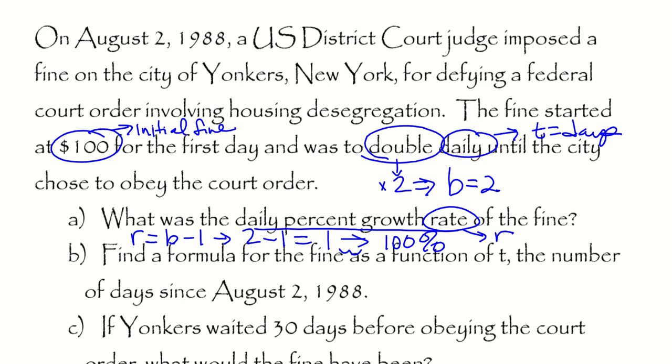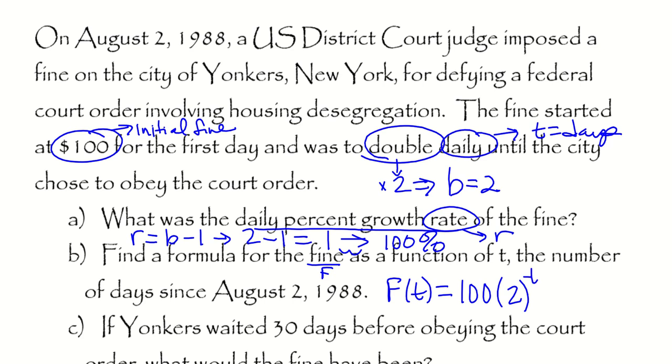Our second thing, B, is to find a formula for the fine as a function of t. So let's let the fine be f, and our formula would be that f of t will equal the initial fine, which is 100, times our growth factor, which is 2, raised to the t.